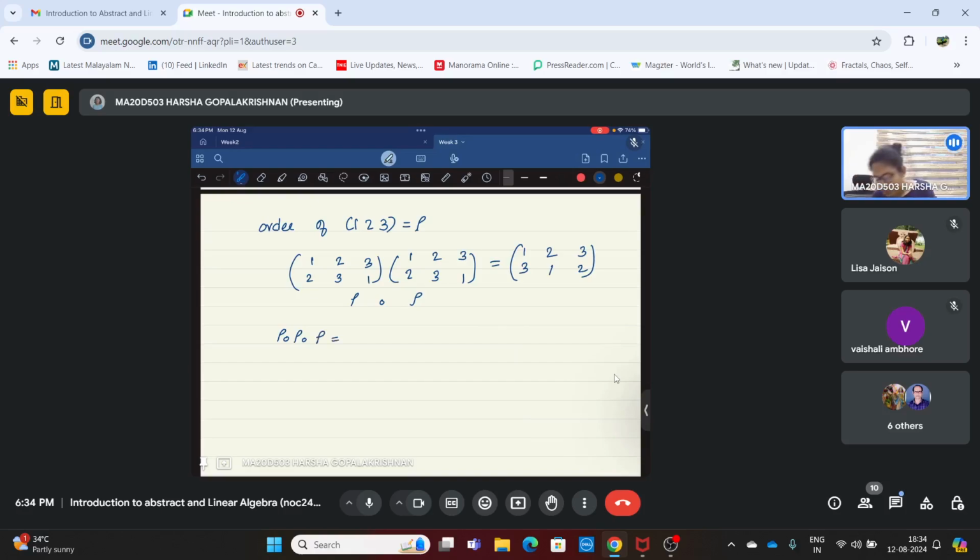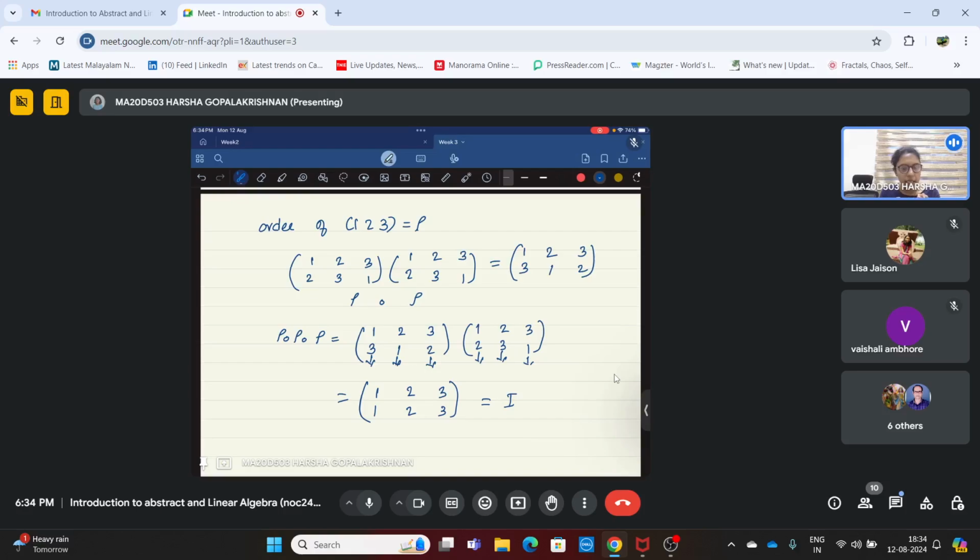So I already got rho composite rho: 1, 3, 2, 1, 3, 2. Again I am multiplying with rho, that is 1, 2, 2, 3, 3, 1. So here 1 going to 2 and 2 going to 1, so 1 going to 1. 2 to 3, 3 to 2, so 2 to 2. 3 to 1, 1 to 3, so 3 to 3. So this is the identity.